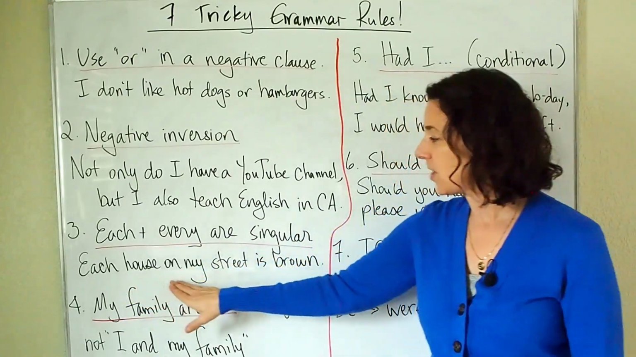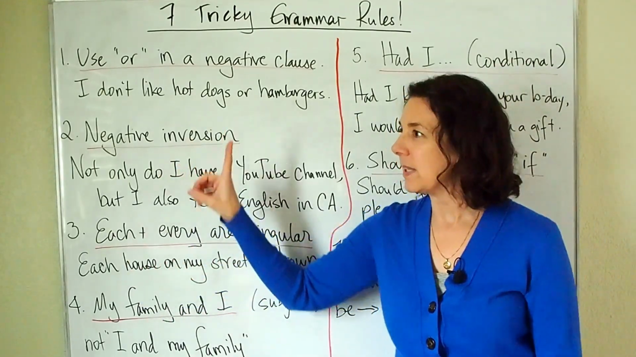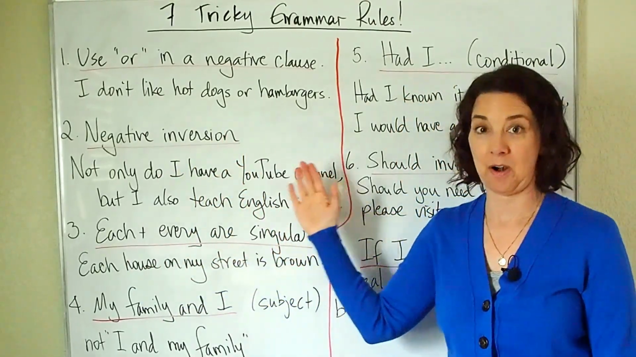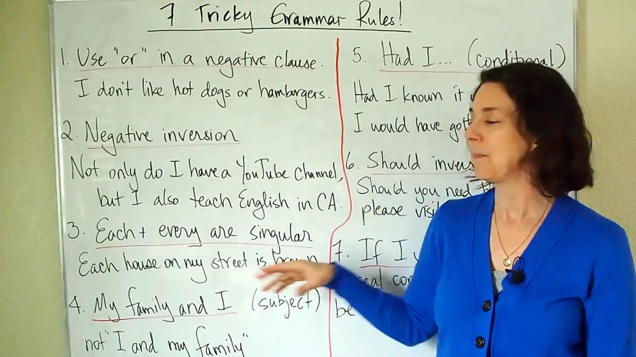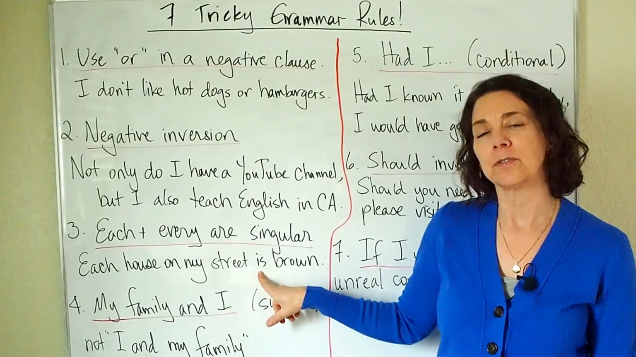For example, each house on my street is brown. So when we think about each individual house, but there are many of them in that group, so each house is referring to one, and we're going to use the singular verb is.